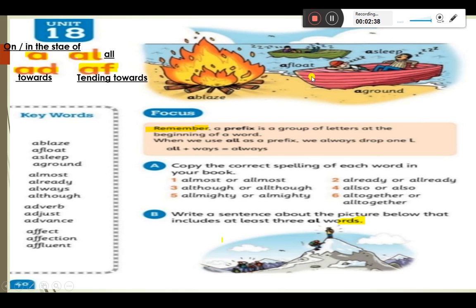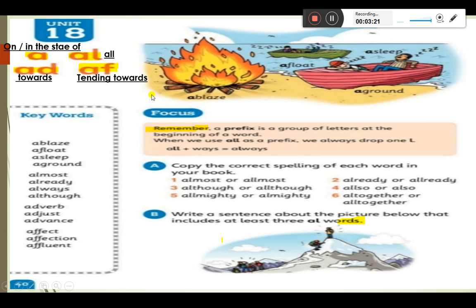When we look at the other boat, the red one, we're going to find that this one is aground. Aground. What do we mean by the word aground? It means that it touches the ground. And we use it with ships and boats. And when we look at the two men here, we can find that these two men are asleep. Asleep, which means that they are in the state of sleeping. Okay, so we have ablaze, which means on fire, afloat, which means floating, asleep, which means in the state of sleeping, aground, which means that the ship or the boat is touching the ground.